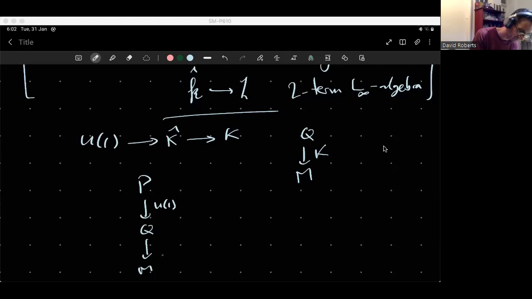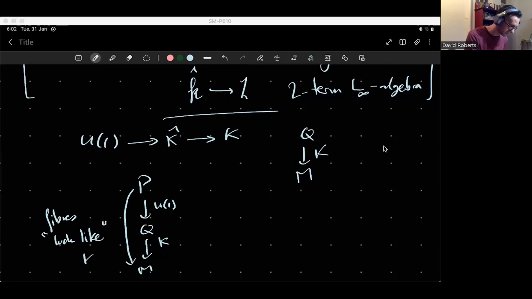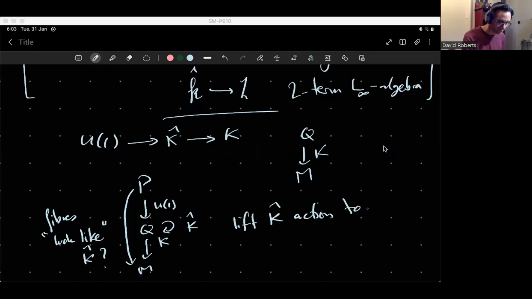Then the fibers of this bottom projection look like K, up to translation or something. The fibers upstairs look like U1, and hopefully the fibers going all the way down look like K hat. So what you do is have K hat act on Q. You could project K hat down to K, then act on Q as a space with a K action, and you want to lift the K hat action to P. That gives you a principal K hat bundle sitting all the way downstairs.